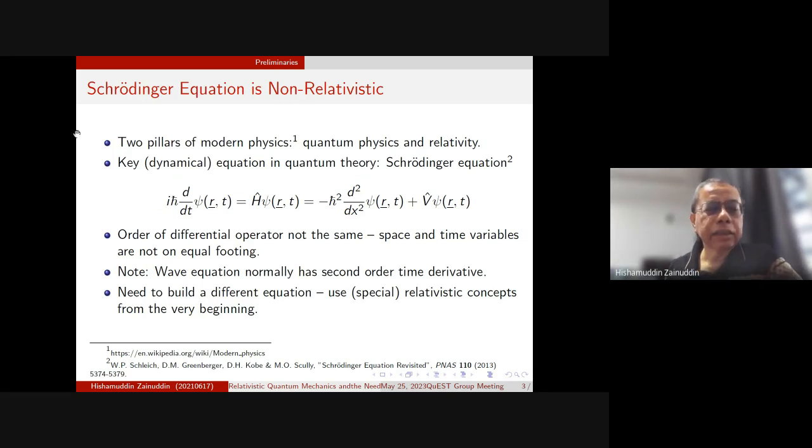But let's look back at what we have actually learned in quantum mechanics. We have the key equation here. I'm ignoring some other things. The key equation, which is the dynamical equation in quantum theory, is the Schrödinger equation. And if you write down the Schrödinger equation, which is the time-dependent one, not the eigen equation, okay, the time-dependent equation.